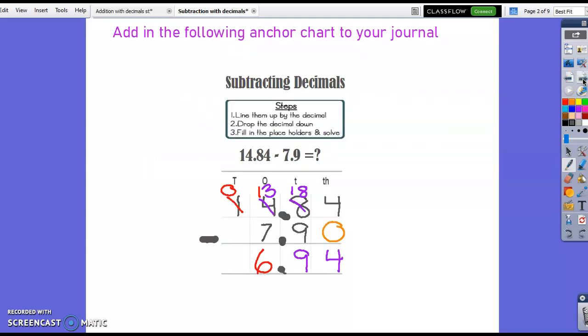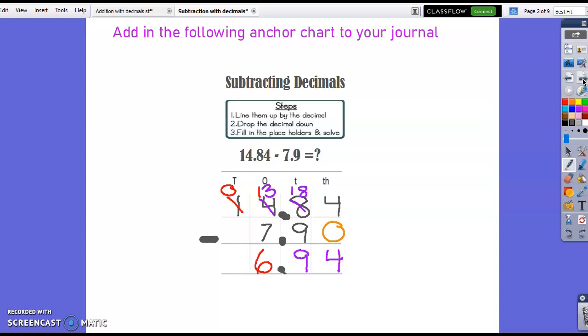On your new clean page and underneath today's title, Subtraction with Decimals, I want you to add the following anchor chart. If you need to pause the video here and go ahead and start writing it down, that is totally fine. I'm going to read out what you should be writing, but make sure you get the following anchor chart that is there in front of you.